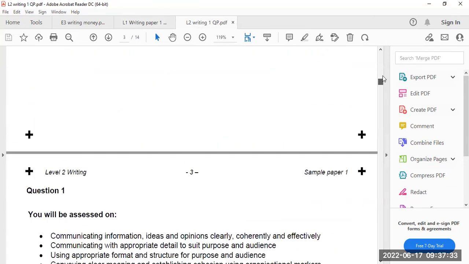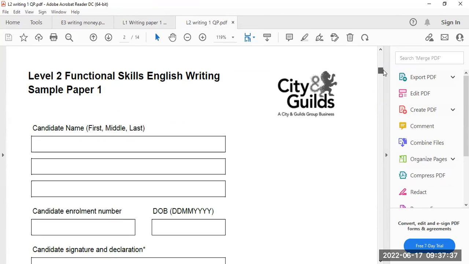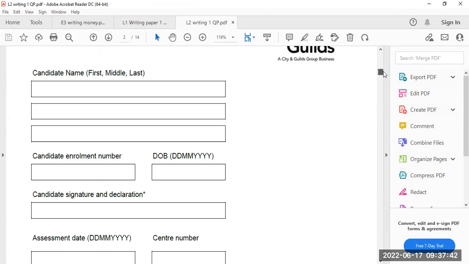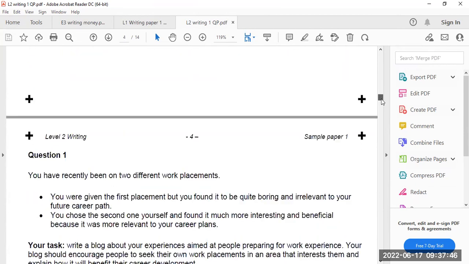So some of that is in terms of what they're testing. They're more rigorous at level 2. They expect more from you, etc. And some of that is at the front end as well. The writing tasks for level 2 tend to be a bit more complex.